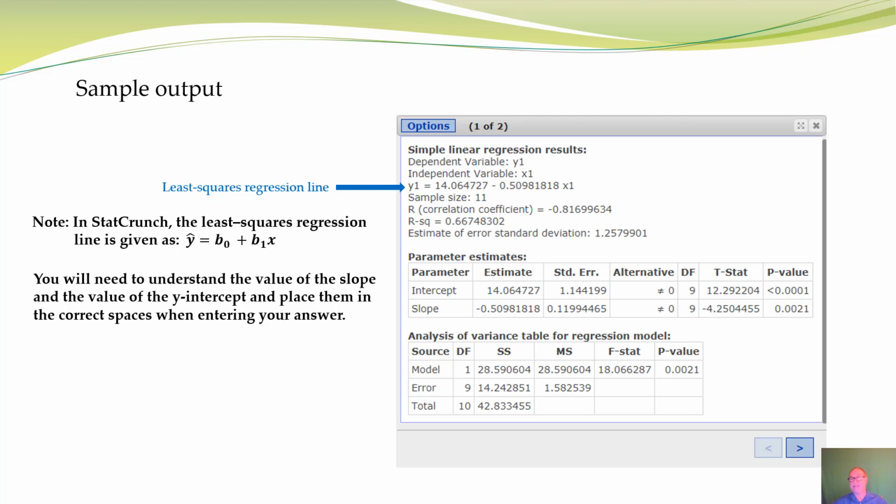So, another way, instead of just looking at the equation up above, you can also look, right here is the y-intercept. If you notice, it's the same thing that was up in the equation. Right here is the slope, which is the same that was in the equation. So you can look here for the intercept and slope, or you can look up in the equation. But remember, the slope is always associated with the explanatory variable.